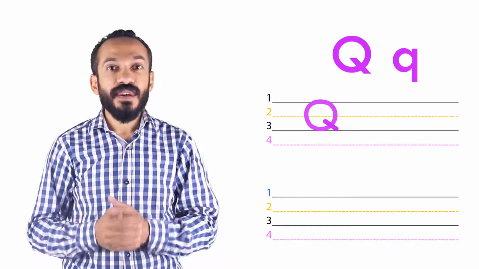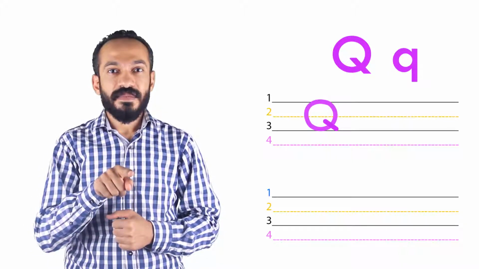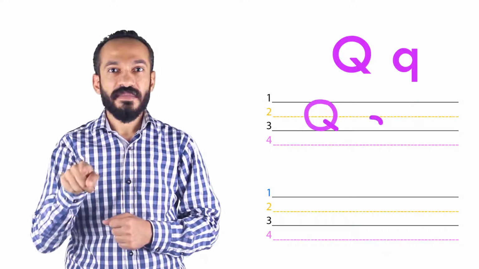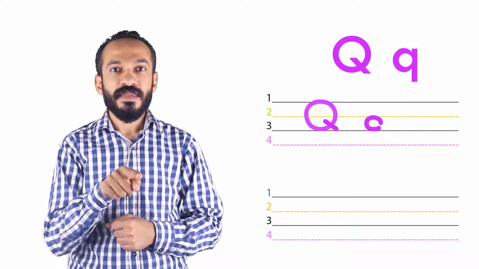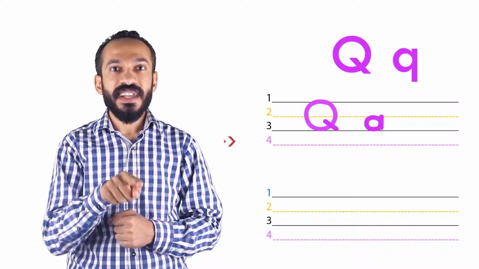How to draw a lowercase qua? First, we draw a circle from the right to the left. Make sure it's between the second and the third line, this way. Back to the same point. We go up a little bit to the second line, and then we go all the way down to the fourth line.